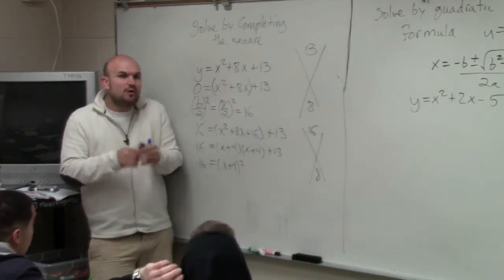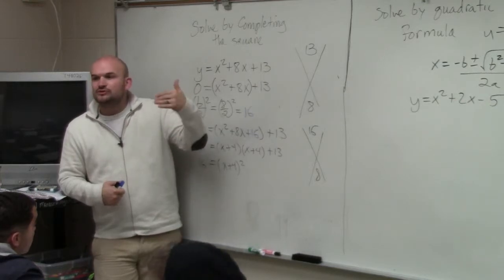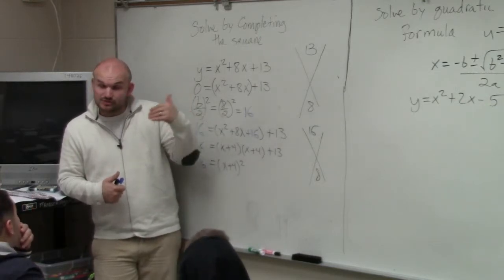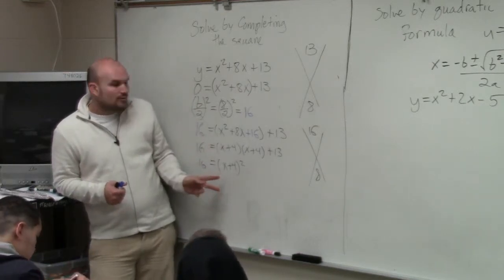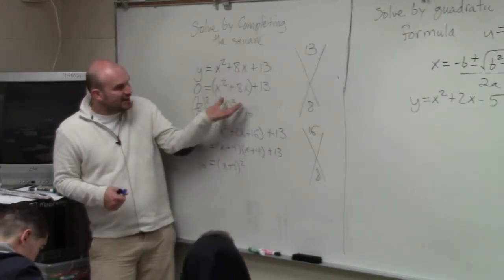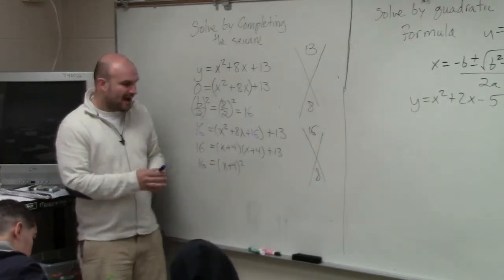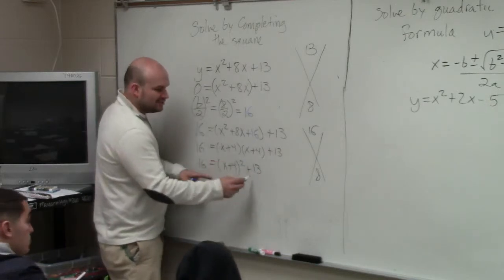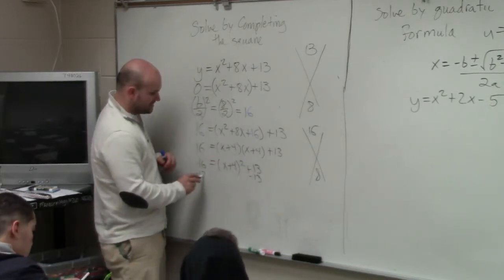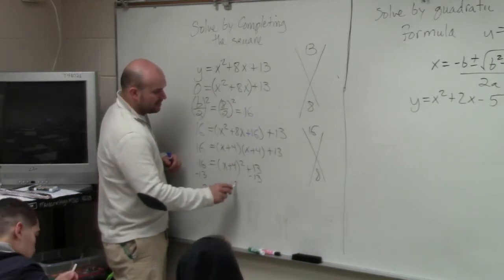Because if you guys remember, what we did in the first part of this chapter is we used the square root method. Correct, Ashley? We used the square root method. And you can only use the square root method when you have one x. Well, guess what, guys? By completing the square, I now only have one x. So I can solve using the square root method. So now all I need to do is subtract 13 on both sides. So I have 3 equals x plus 4 squared.